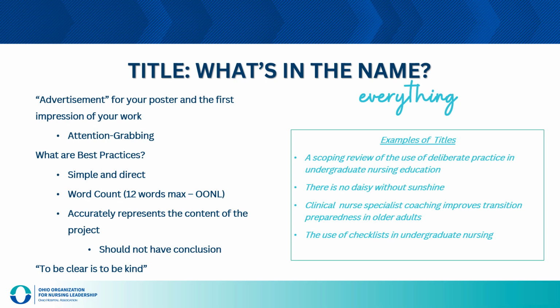So let's look at a few examples. A scoping review of the use of deliberate practice in undergraduate nursing education. This lets the reader know that they should expect a scoping review over deliberate practice in undergraduate nursing education. It is clear and direct. Our next example, There's No Daisy Without Sunshine, is a vague title. We have an idea of what Daisy is. Maybe it's the Daisy Award. And maybe you know what the Sunshine Award is, and maybe you don't. You don't want to leave that up to the reader. You want to be clear.